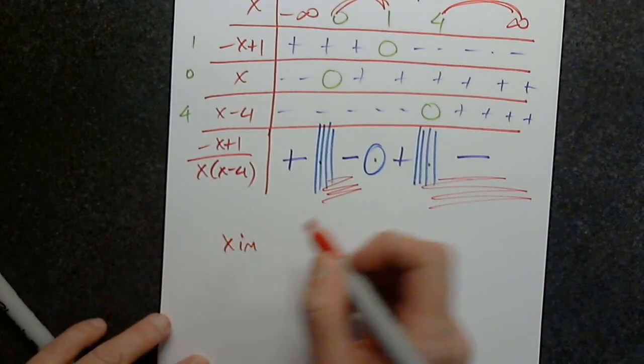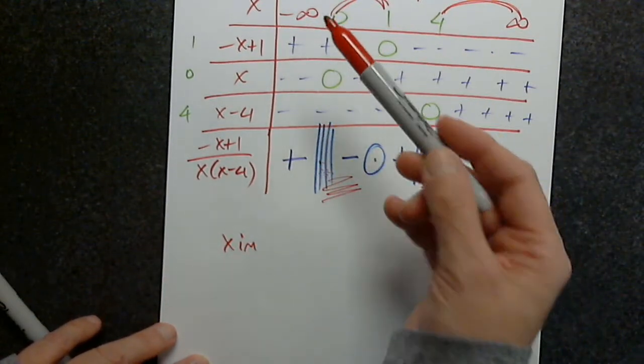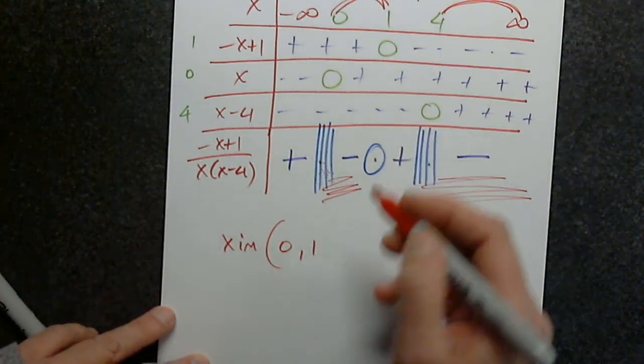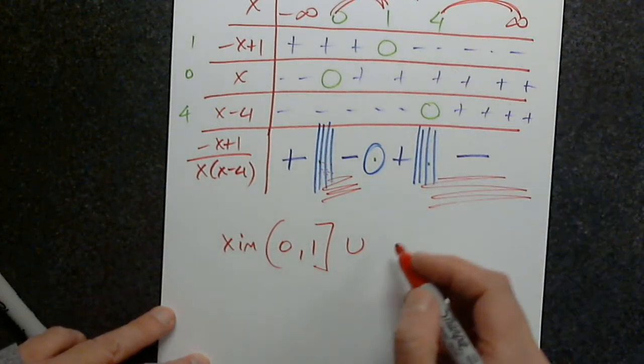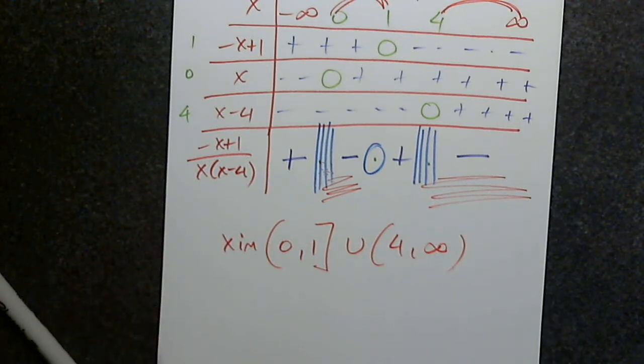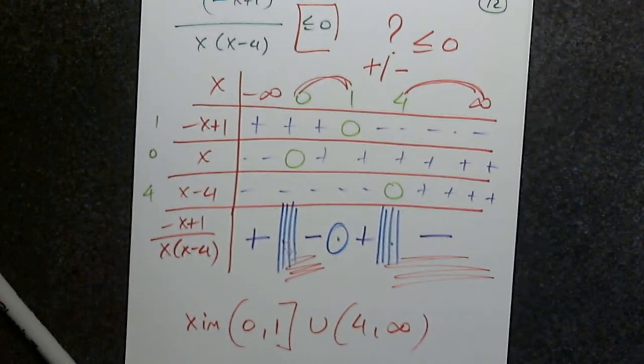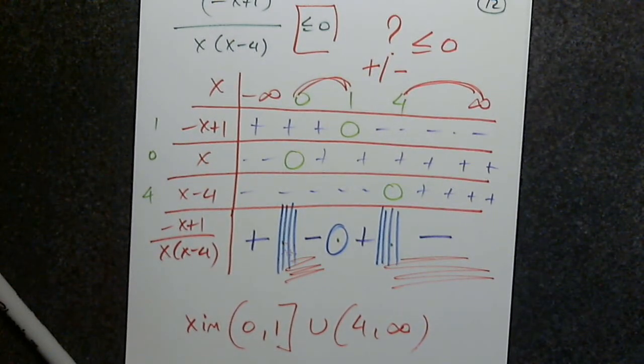So x in the interval, I cannot accept 0. 1 I can accept. Union, I cannot accept 4, infinity. Yes, sorry about that. Questions? Is this okay?